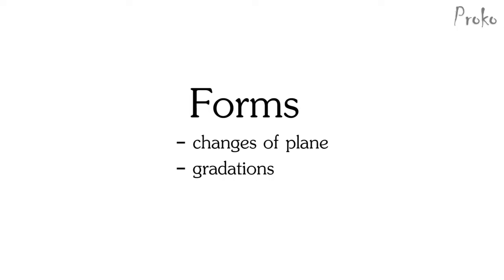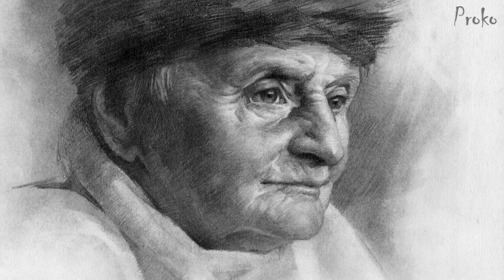Finally, you have change of planes and gradations along forms. A change of plane on a three-dimensional object indicates turning of the form. Let's observe the planes of her cheek. She's facing to the right towards the light source, so this plane is facing that way. The halftone to the left of that is facing us, and the shadow plane on the side of the cheek is facing towards the left side.